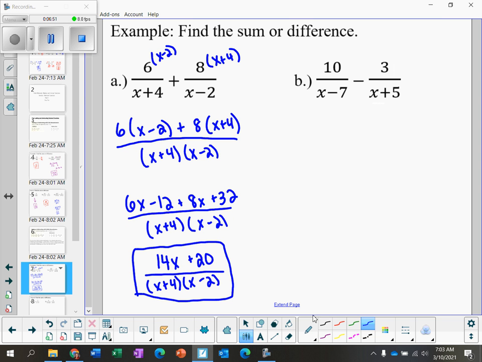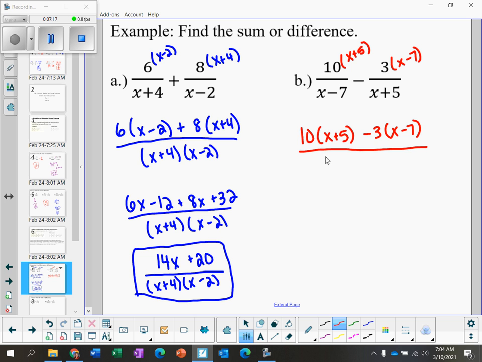All right, if we look at B, same idea. These are both fully factored on the bottom. They don't have any parts in common. So the 10 is going to be multiplied by x plus 5. And the 3 is going to be multiplied by x minus 7. It's just subtraction this time. So I'm going to attach that negative to the 3. So we're going to have 10 times x plus 5 minus 3 times x minus 7 all over the product of my denominators, x minus 7, x plus 5.